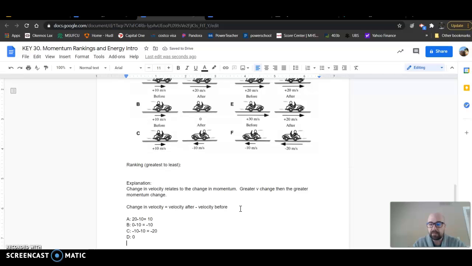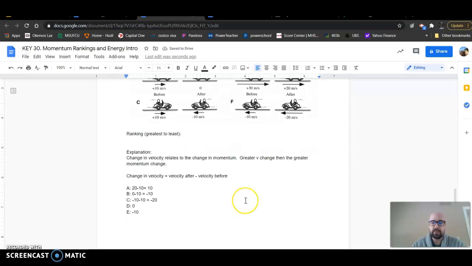E is going to be positive 20 minus positive 30, so 20 minus 30 gives us a negative 10. And F is going to give us negative 20 minus a negative 10, or negative 20 plus 10. So F is going to be negative 10. So then if I'm ranking those, I just look at these values. So A is the greatest, it's the only positive one. And then that's greater than D at 0. And then that's greater than B, which is equal to E, which is equal to F. And those are greater than C, which is the most negative.